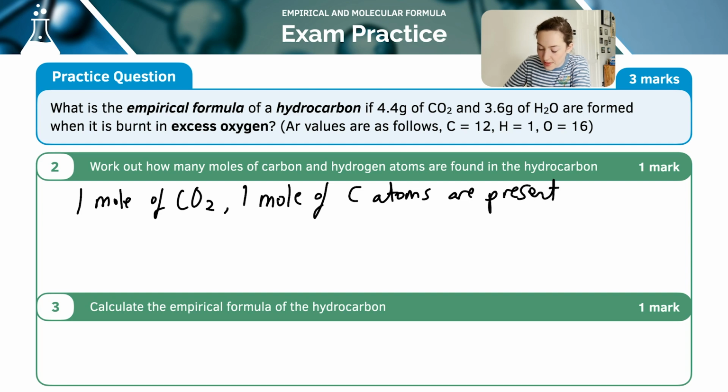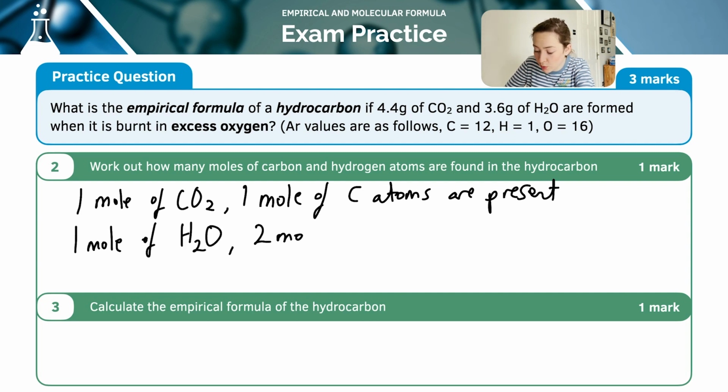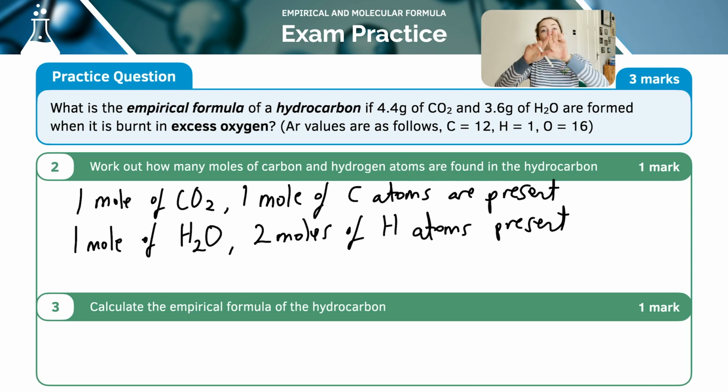Okay, so we can see that if I've got 1 CO2, if I pull all those apart, I would get 1 carbon for every CO2. Whereas with water, it's a little bit different. 1 mole of water, I've actually got 2 moles of hydrogen atoms present, because 1 molecule of water gives me 2 hydrogen atoms. If I had 10 molecules of water, I would count 20 hydrogen atoms. So we're just thinking about it in terms of counting the number of atoms per unit molecule.